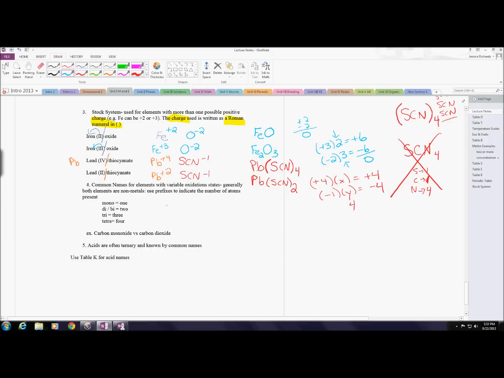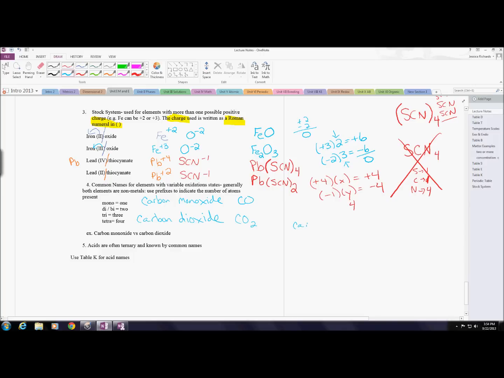Last little bit for naming here. There are a few compounds that you're going to have to do common names for. And it's typically when you have 2 nonmetals together. So 2 nonmetals together, and things like carbon monoxide versus carbon dioxide. Now they could name these with the stock system, and this would be carbon(II) oxide, and this would be carbon(IV) oxide. But for a lot of things, we use this other naming system where you just state the number of negative ions. So the mono in front of the oxide means just 1, so carbon monoxide, CO. Carbon dioxide, the di in front of the oxide means 2, CO2.